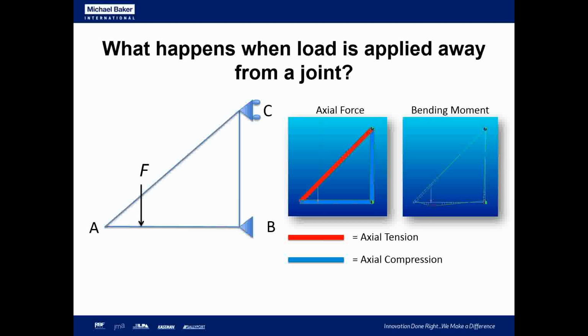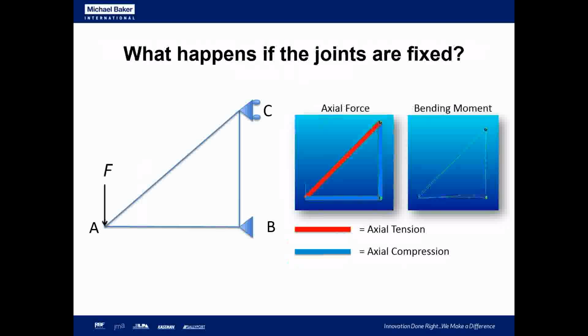And another way to think about this from a modeling perspective is if the load is applied at a location so that the model would be unstable if you tried to model the whole thing with truss elements instead of beam elements, then if you can't model it and have it remain stable with truss elements and keep the actual geometry of where a load is applied, then you're going to have bending moment in your truss.